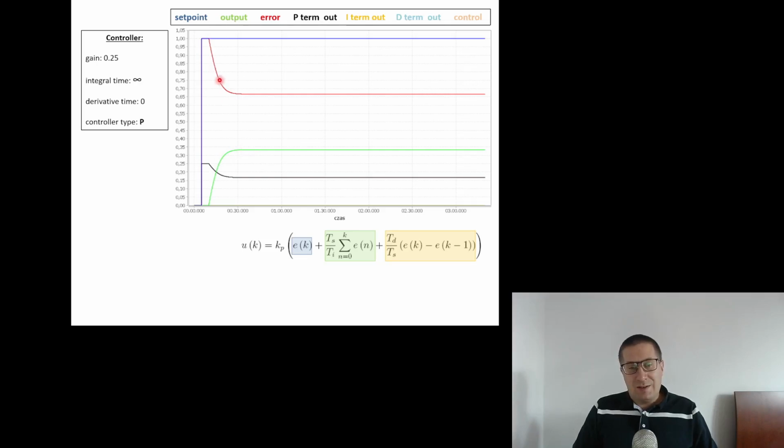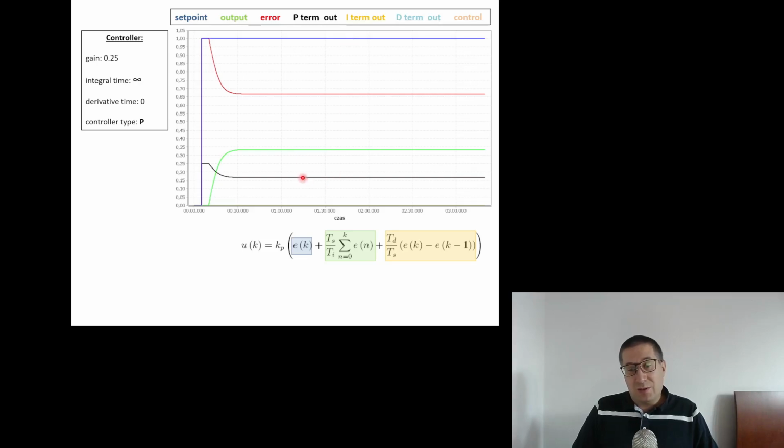And because of this, the error is also changing but slower. It's decreasing but slower. So the control signal is also getting down, etc., etc. In the end, we see that the output of our plant stabilizes here, and it is unfortunately below the set point.